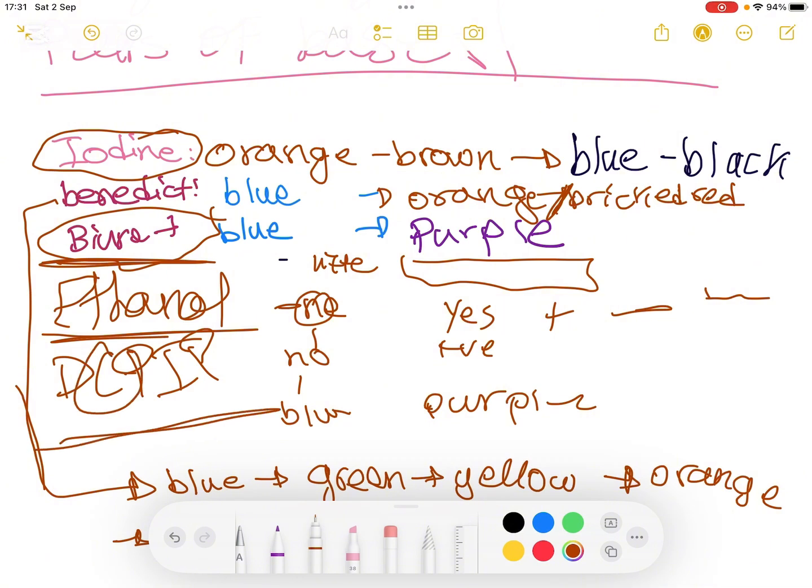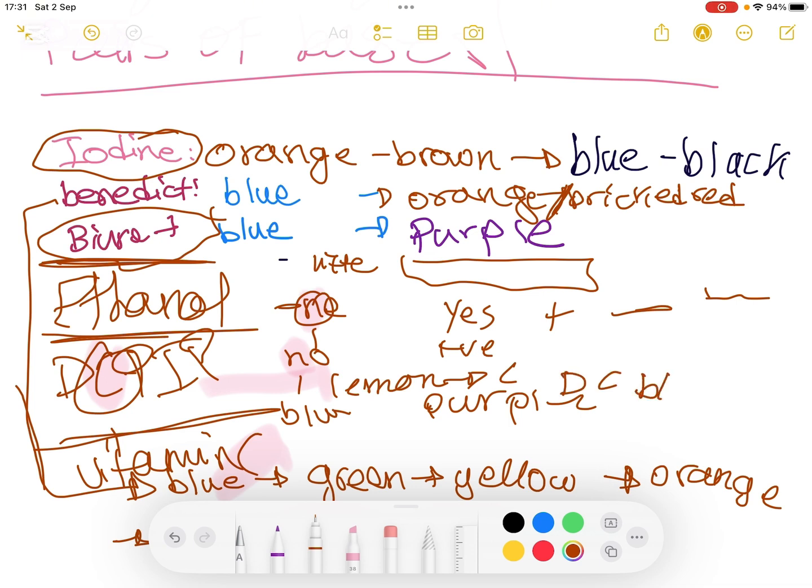For DCPIP, vitamin C, you draw up 2 centimeter cubed fresh lemon juice into a plastic syringe, and then you add this juice drop by drop to 2 drops of a 1% solution of DCPIP. Note over here that the lemon juice we used is because lemon contains vitamin C. Then you add the solution of DCPIP, which is a blue dye, and in the test tube the DCPIP will suddenly become colorless as the juice is added.